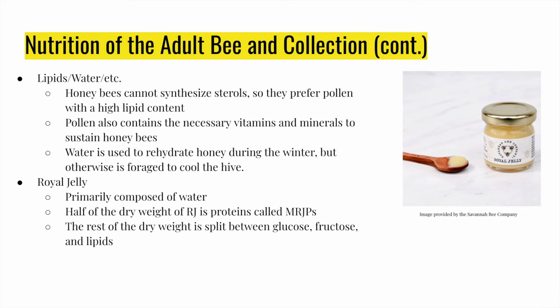survivable temperature. Royal jelly is also a part of the honeybee diet, primarily given to the queen larva. It consists mostly of water, but half of the dry weight is major royal jelly protein. It also contains sugars and lipids, meaning every dietary requirement, carbs, proteins, and lipids, are contained in the royal jelly consumed by the queen.